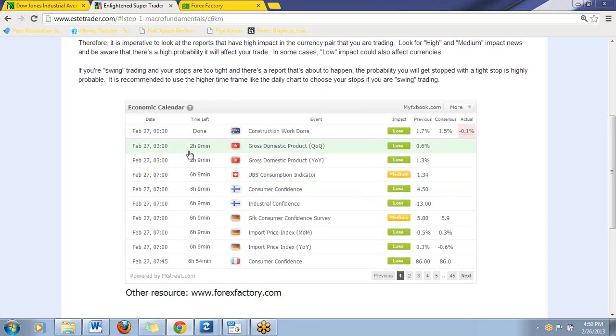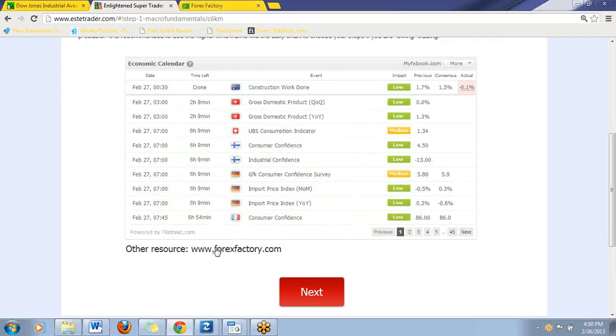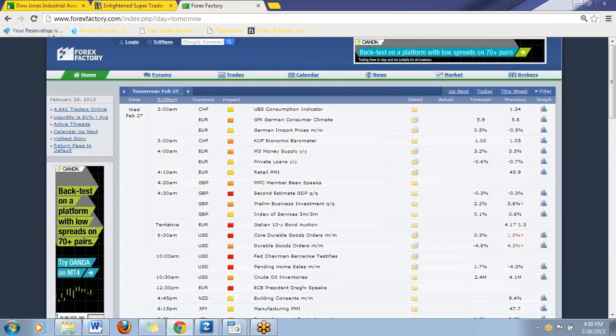In 2 hours and 9 minutes, we have the gross domestic product, but they're all low impact. The next one is in 6 hours and 9 minutes, the U.S. consumption indicator. Then there's also another one, GFK consumer confidence. Meaning that if we're trading the pound, in 6 hours, 9 minutes you need to be aware that there's some form of reporting. This is actually Hong Kong, so I don't really trade the Hong Kong dollar. And the source we use is Forex Factory.